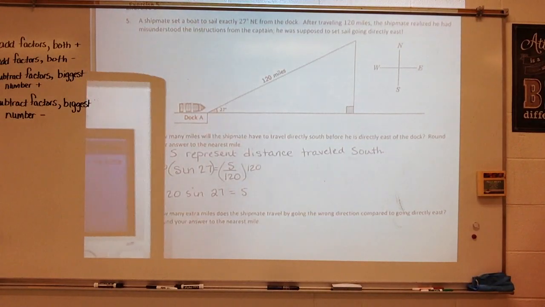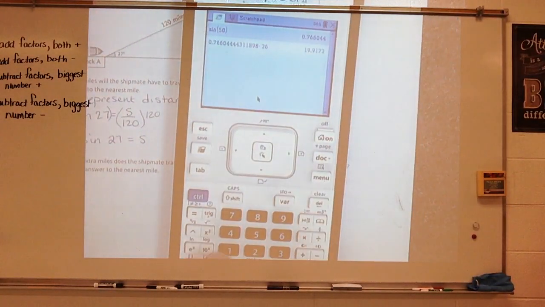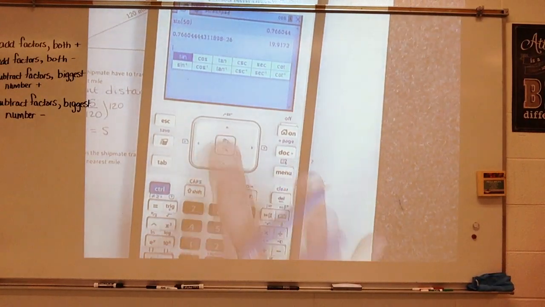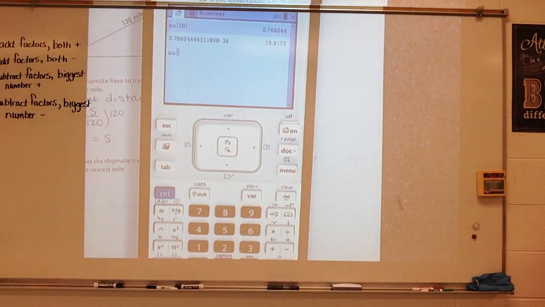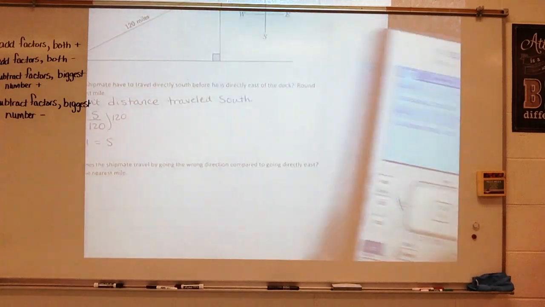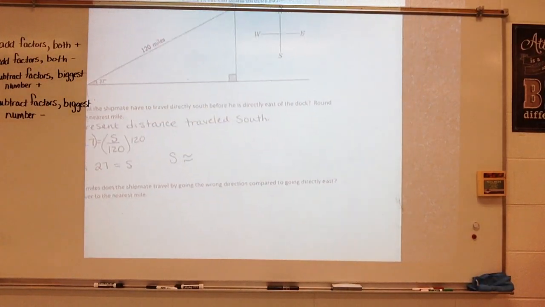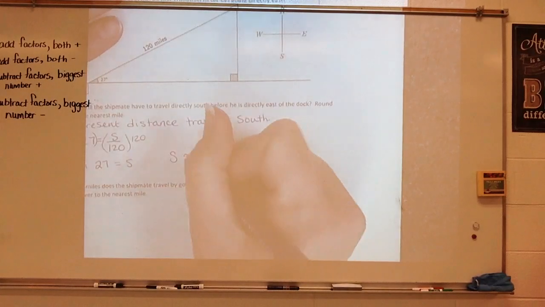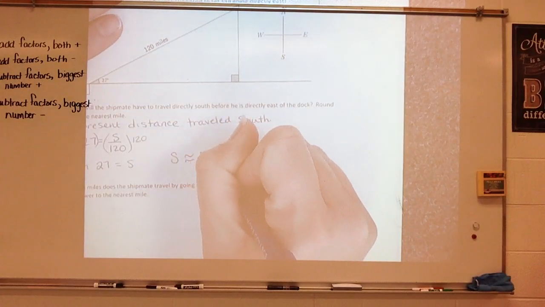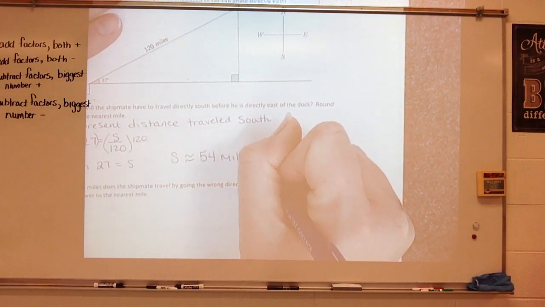So now let's hit my trig, hit my sine, the sine of a 27-degree angle, and then multiply that times 120, and I get S is approximately 54.4789. So S is approximately 54 miles south.